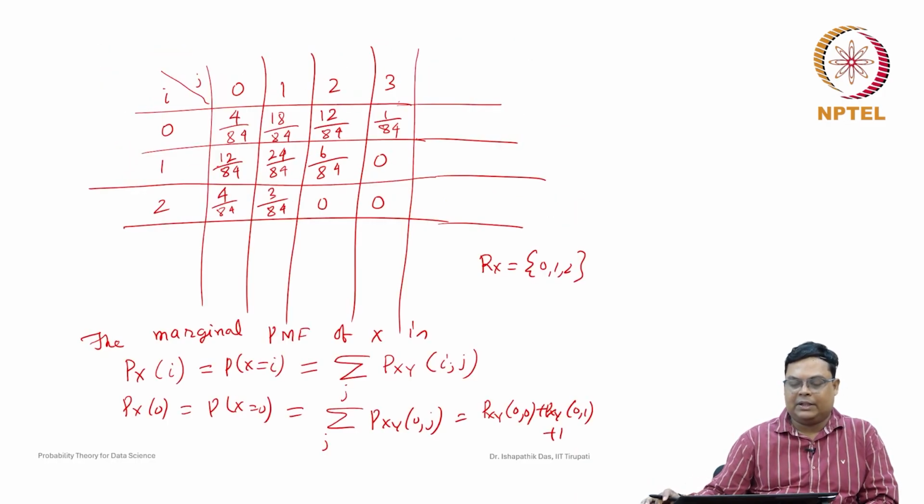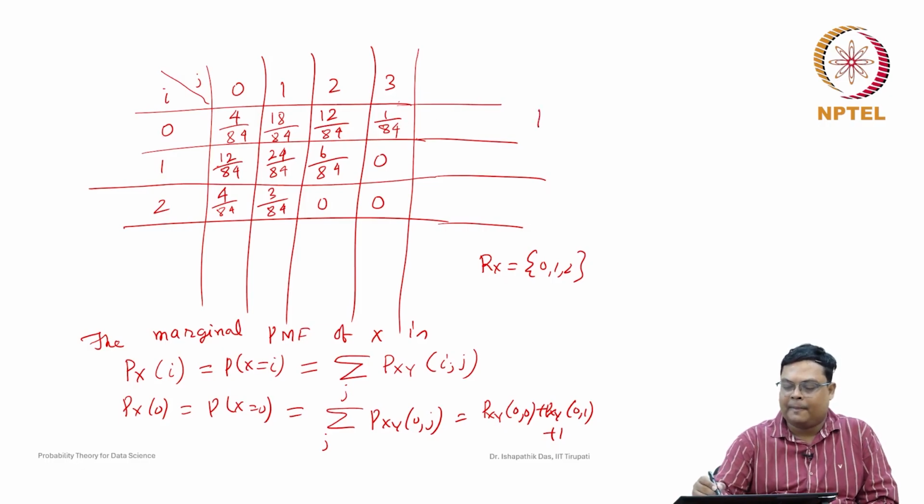So, see that fixing 0, p_XY of 0 0 is this, p_XY of 0 1 is this, p_XY of 0 2 is this and p_XY of 0 3 is this. That means if you take the row sum here, we will get p_X of 0. Similarly, if you take the row sum here, you will get p_X of 1. Similarly, if you take the row sum here, you will get p_X of 2.